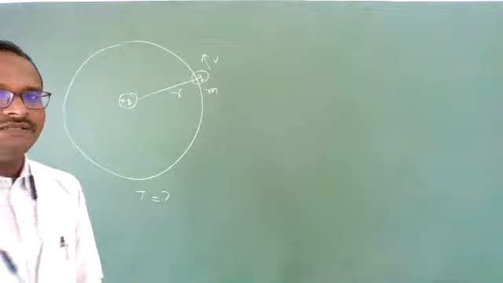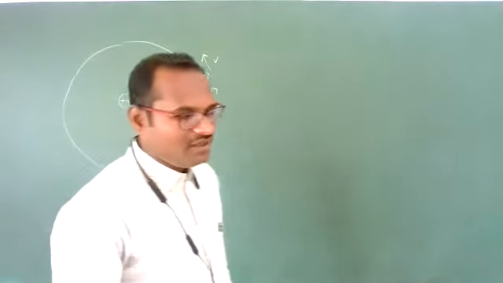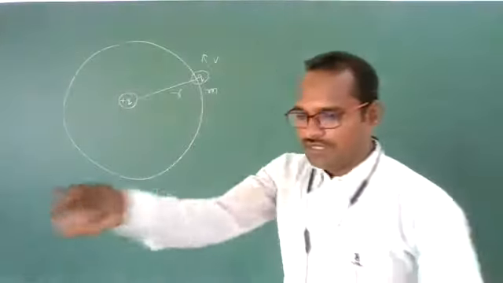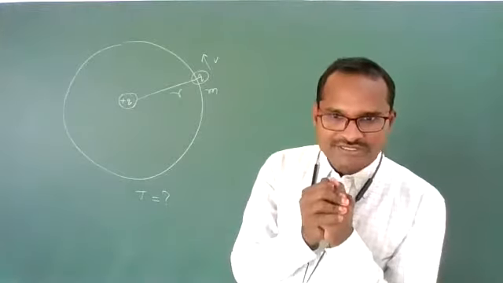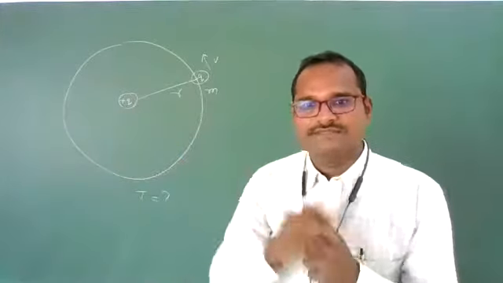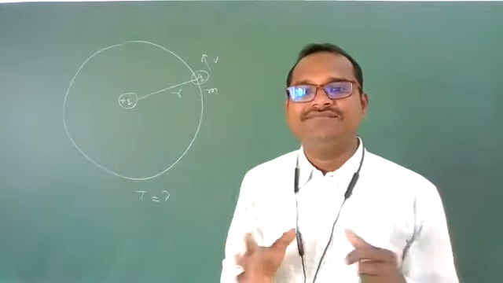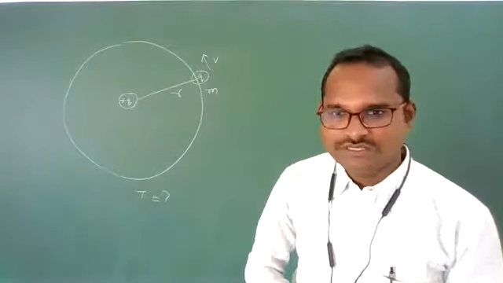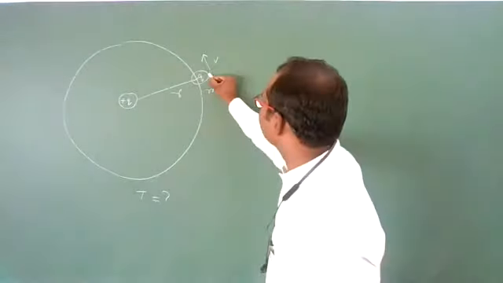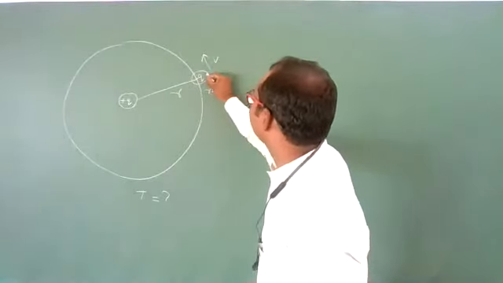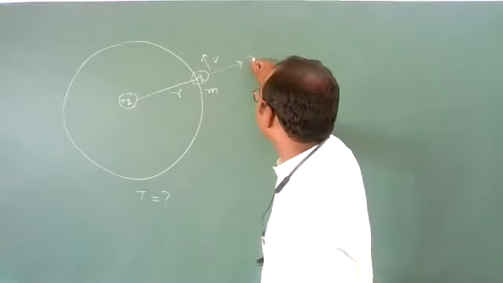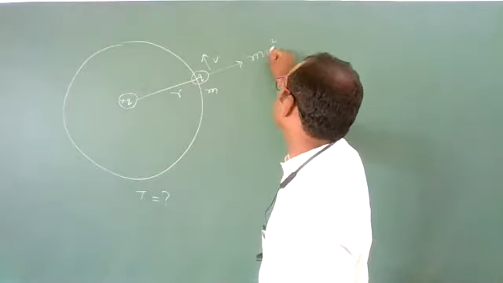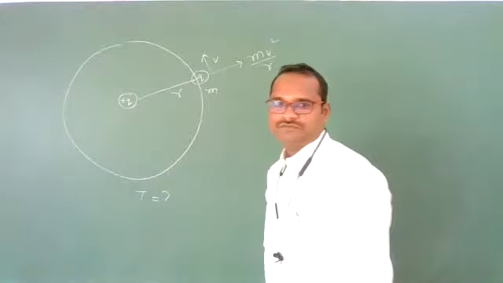Very simple technique. Whenever one object moves in a circular path, a force will act on that object that is outside. That force we call the centrifugal force. So a force is acting radially outside, that is the centrifugal force, and that value is mv square divided by r. We know.